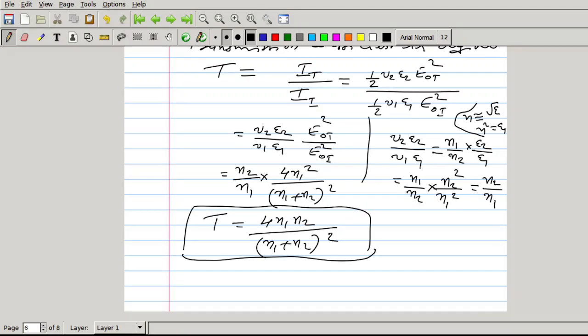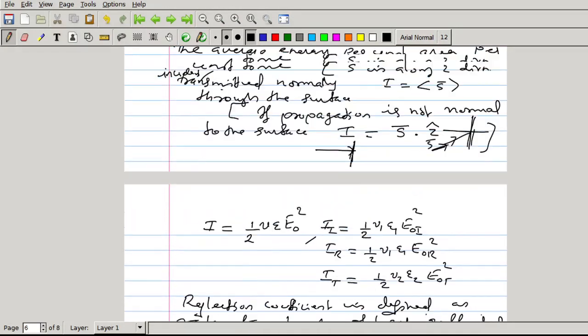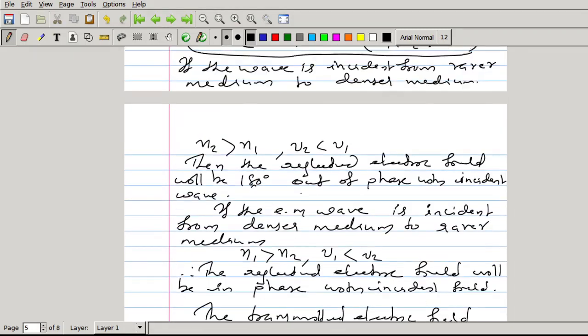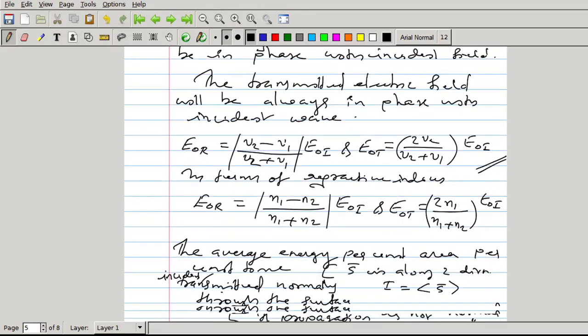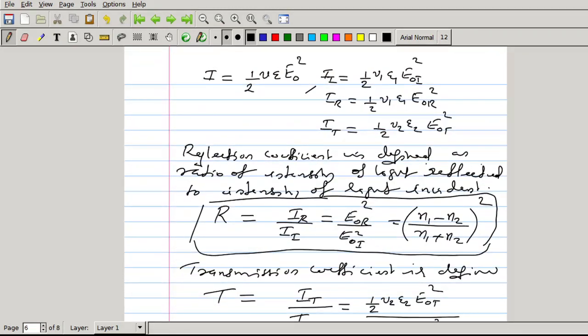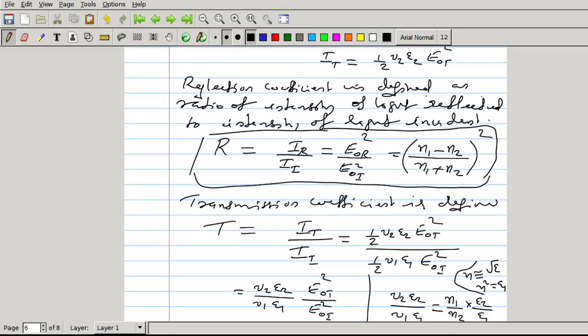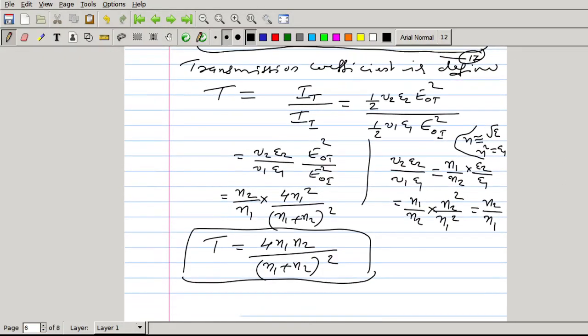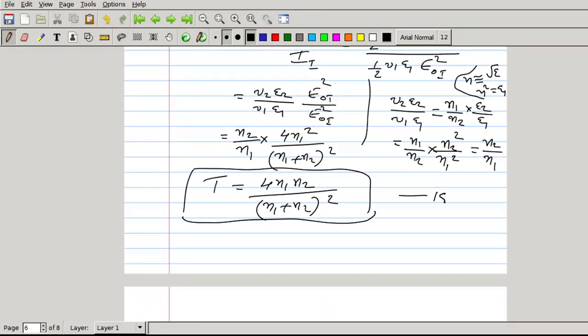This one, the reflection coefficient, is equation number 14, this is equation 15, this is equation 16, and here I will represent this equation as 17, and this equation I will write as equation number 18.